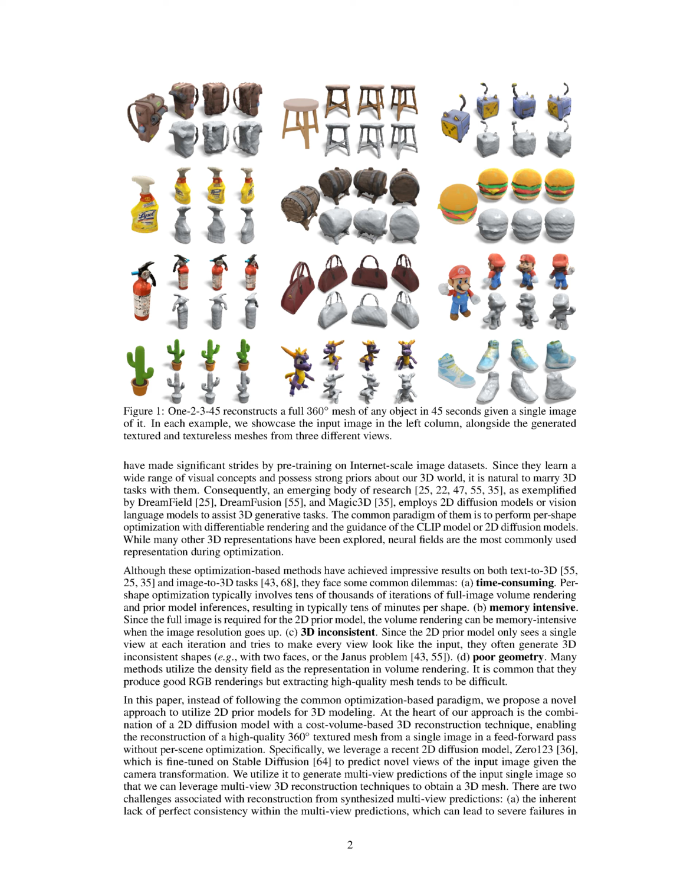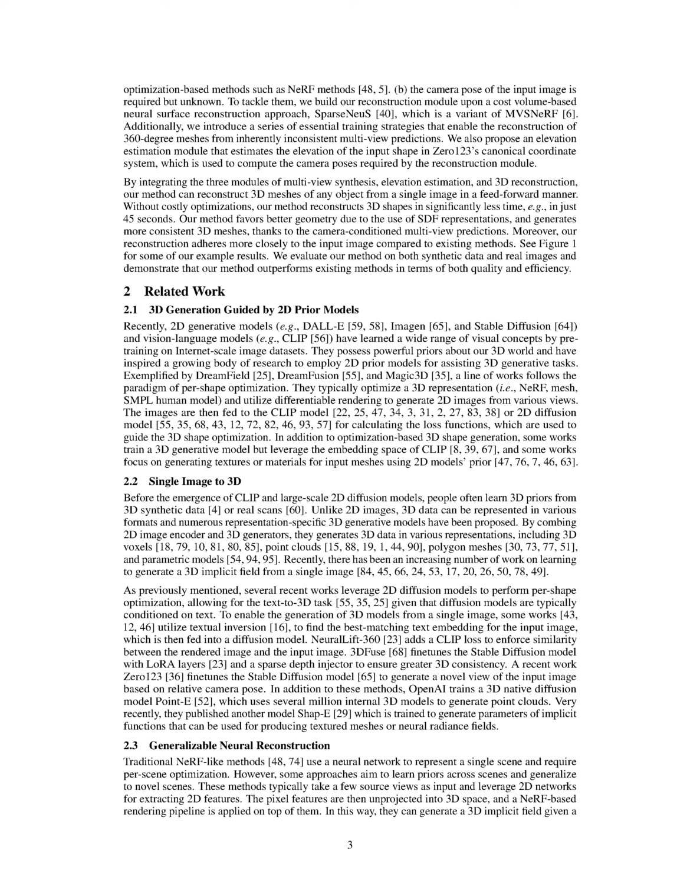We utilize a recent 2D diffusion model, Zero123, fine-tuned on Stable Diffusion, to generate multiple perspectives of the input image. However, there are challenges associated with reconstructing from synthesized multi-view predictions, such as lack of consistency within multi-view predictions and the necessity of the camera pose of the input image. To tackle these challenges, we build upon a cost-volume-based neural surface reconstruction approach, SparseNeuS. We also introduce several training strategies and an elevation estimation module that estimates the elevation of the input shape. This data is used to compute the required camera poses by the reconstruction module.